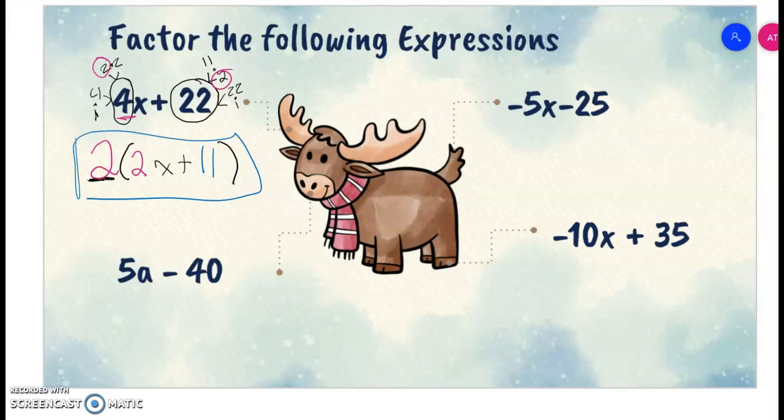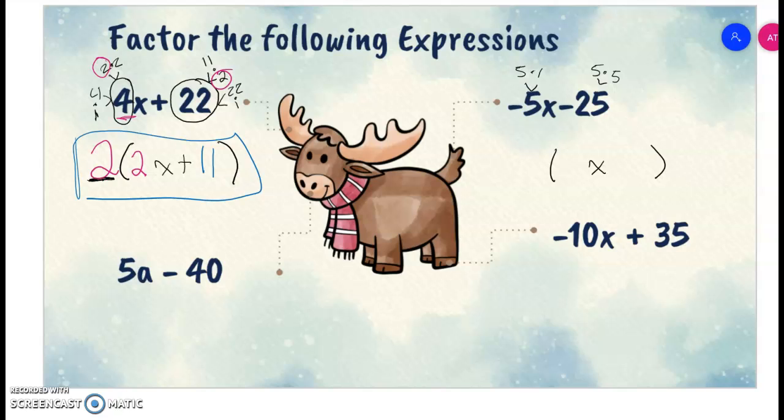Let's look at this one over here that says negative 5x minus 25. I know that they're both negatives. So first, I'm going to draw my parentheses. I'm going to put my x right there. And I know they're both going to be negative, so I need to figure out what they both can go into. Well, 5 can only go into 5 and itself, while 25 can go into 5 times 5.